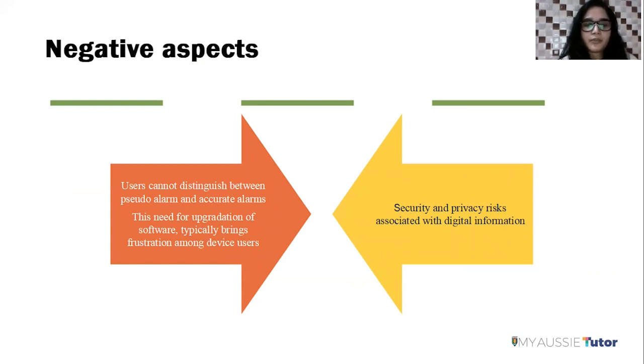Users cannot distinguish between pseudo alarms and accurate alarms because the Aboriginal people do not have enough education and lack the health literacy, and therefore they are not able to discriminate between the pseudo and the accurate alarms, and thereby this can create healthcare gaps and can lead to disruption or limiting the use of this model by the Aboriginal people.